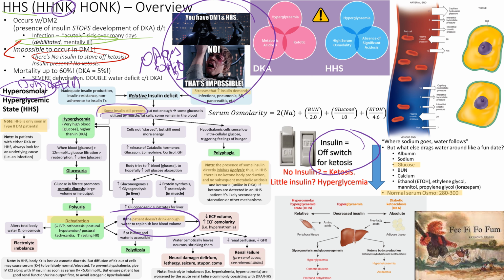If you don't have insulin, you would have ketosis, and this is non-ketotic, right? The mortality is extremely high. It's up to 60%, right? That's more than a coin flip. So if 1, 2, 3, 4, 5, 6 of us get the HHS right now, that means 2 of us survive, right? So it's incredibly high mortality.